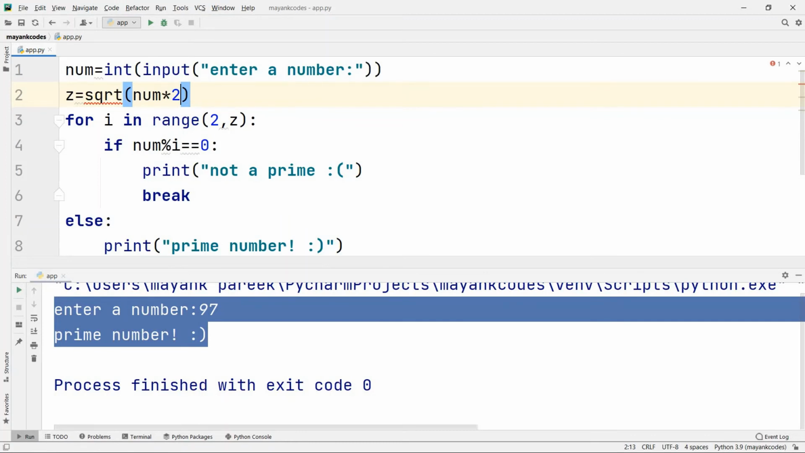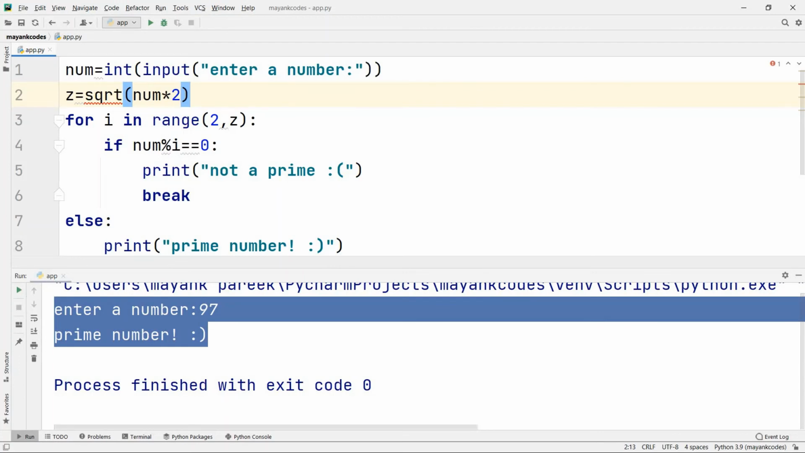So if the number is 2, then I will be getting 4, and the square root of 4 will be 2. Let me take a bigger number to make this concept clear. Let's take an example of 5. So 5 is a number, and 5 into 2 is 10. So the square root of 10 will be root 10.